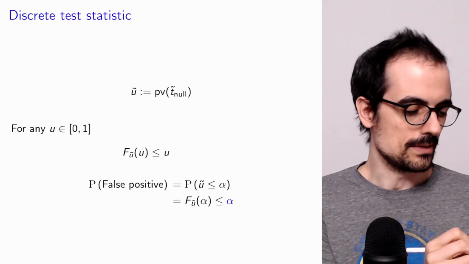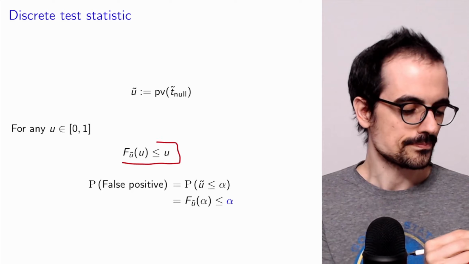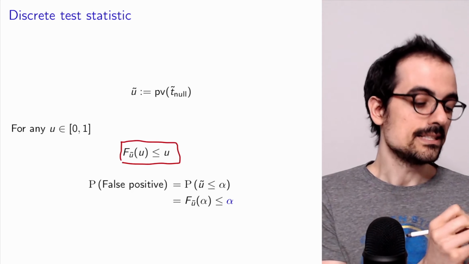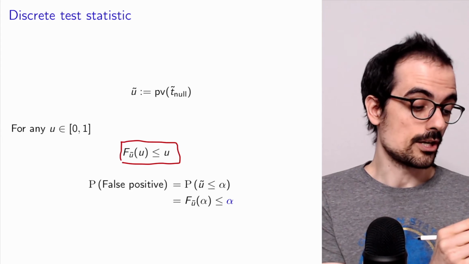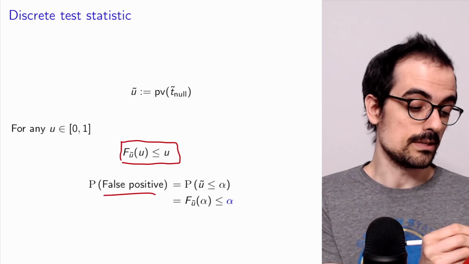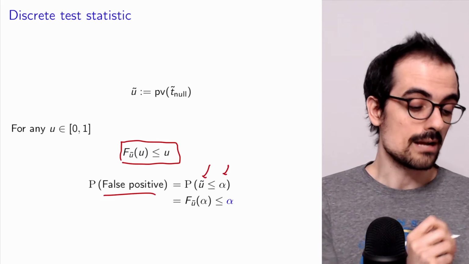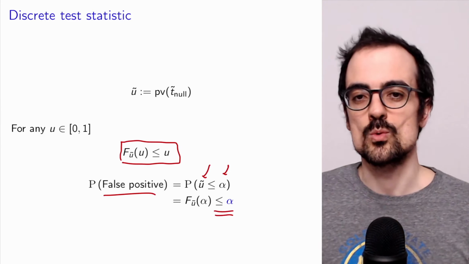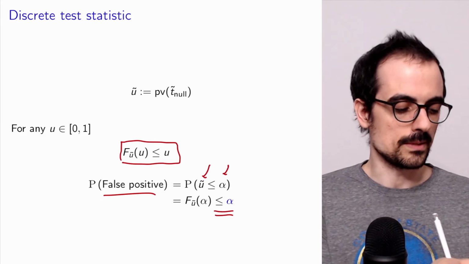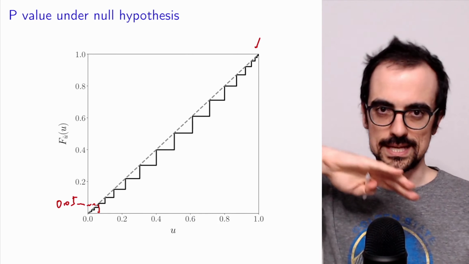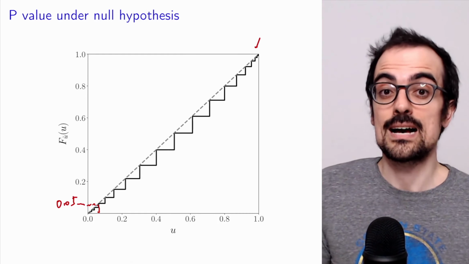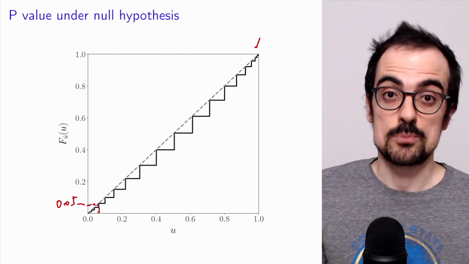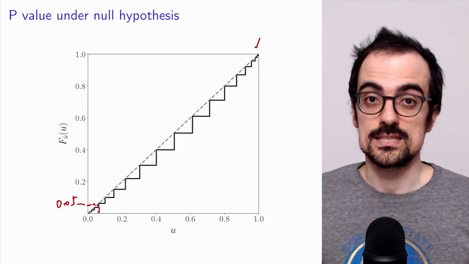So this happens for discrete test statistics, and this means that the probability of incurring a false positive, which is the probability that the p-value is smaller or equal to alpha, is bounded by alpha. Here it's not exactly equal as in the case of continuous test statistics, because this is a staircase as opposed to being exactly on the diagonal, but we still have the bound. We're still guaranteed for discrete test statistics that the probability of a false positive is bounded by the significance level.